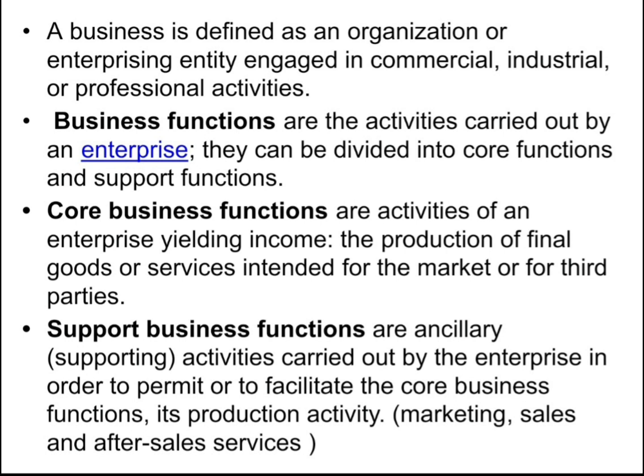Then we spoke about business functions, which are activities carried out by the enterprise. They can be divided into core functions and support functions. First, the core business functions are activities of the enterprise yielding income, the production of final goods or services intended for the market or for third parties. Secondly, support business functions are supporting activities carried out by the enterprise in order to permit or facilitate the core business functions, its production activity, for example, marketing, sales, and after-sales services.